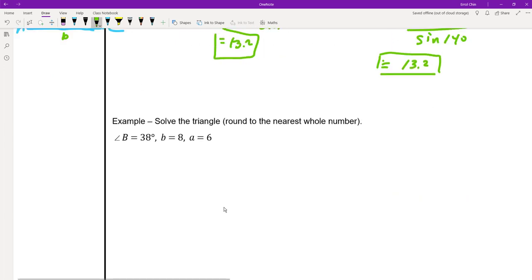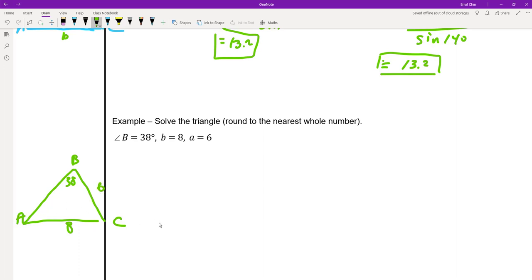Last example. Again, I'm going to apologize. My drawings are terrible, but anyways, here we go. For no reason, it's not a 90, okay? A, B, C. So that's 38. That's 8. So that's the corresponding pair that we have. And then we have A is 6. Right? Here's my A. That's 6.